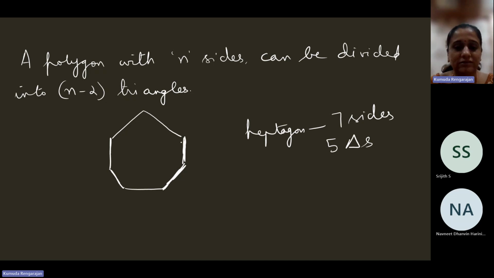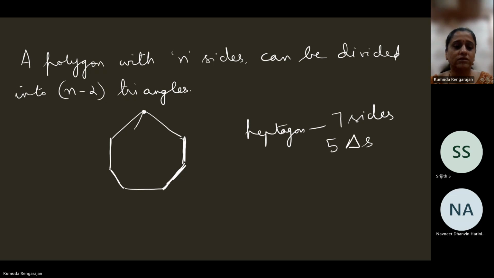This one is a heptagon. 1, 2, 3, 4, 5, 6, 7 sides. A heptagon has 7 sides, and you can divide the heptagon into 7 minus 2, 5 triangles. How? Choose any vertex, and from there, keep joining to make triangles.